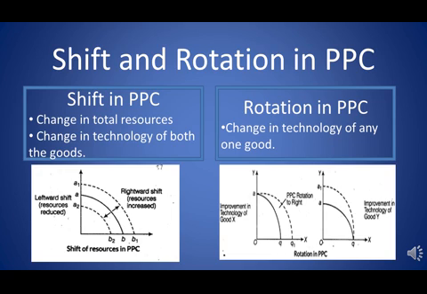In this slide, I have shown the comparison between the two, that is shift in PPC and rotation in PPC. You should always remember that shift in PPC is because of either increase in resources or decrease in resources, and because of change in technology. So shift in PPC can be because of two reasons, but rotation in PPC can be because of only one reason, and that reason is either technology of good X has changed or technology of good Y has changed.